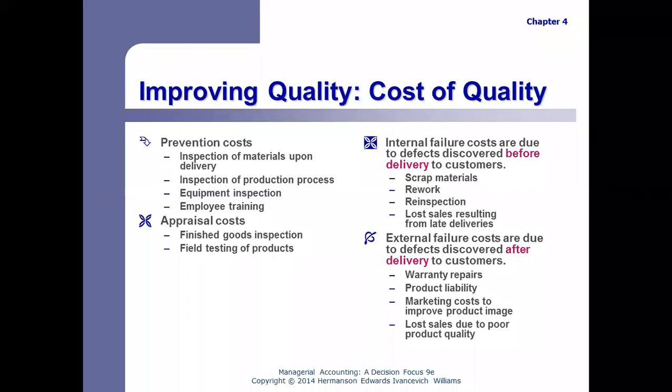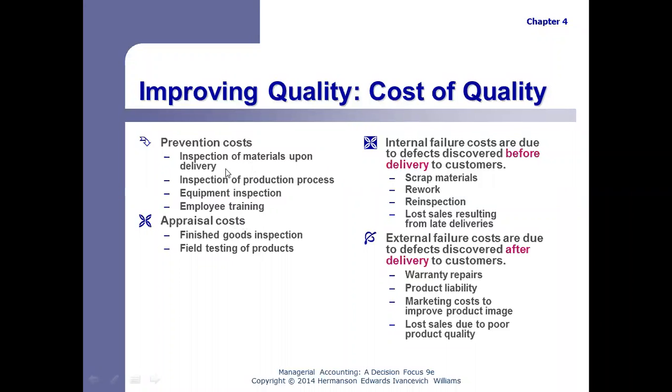So there's four kinds of costs of quality. In order to achieve good quality, there are four different kinds of costs. There are four different concepts related to cost of quality. First is prevention costs. Prevention costs are things that a company does ahead of time before they start making a product in order to assure quality products. So these are things done up front.